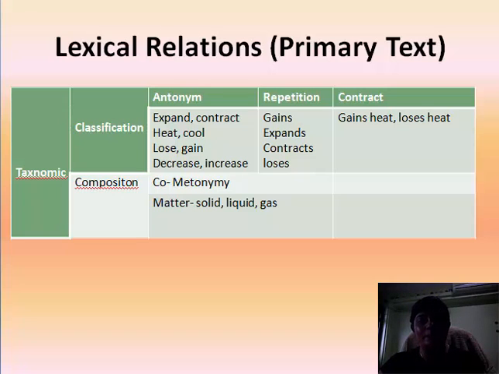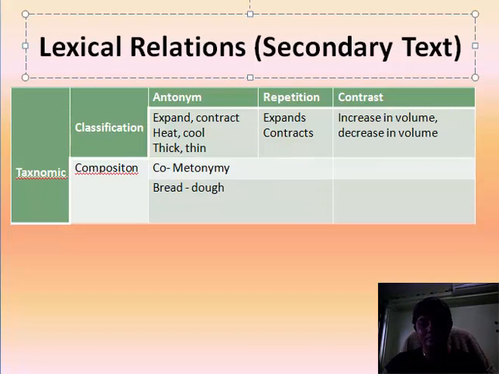As for composition, as in part-whole, I would say matter is the whole, and then you have the parts, which are solid, liquid, and gas.